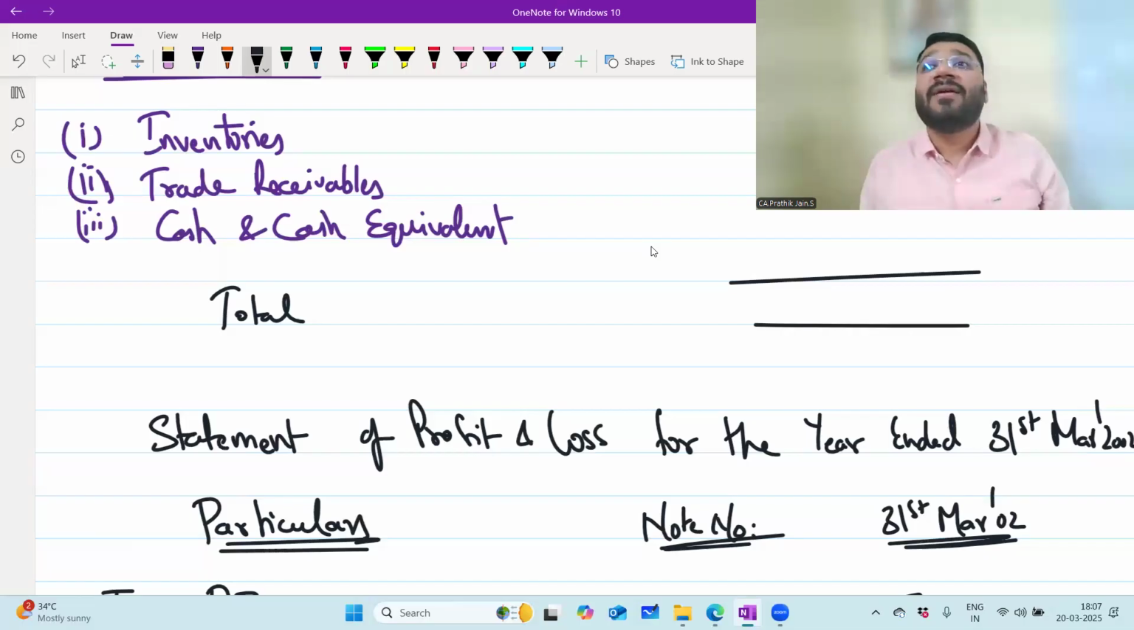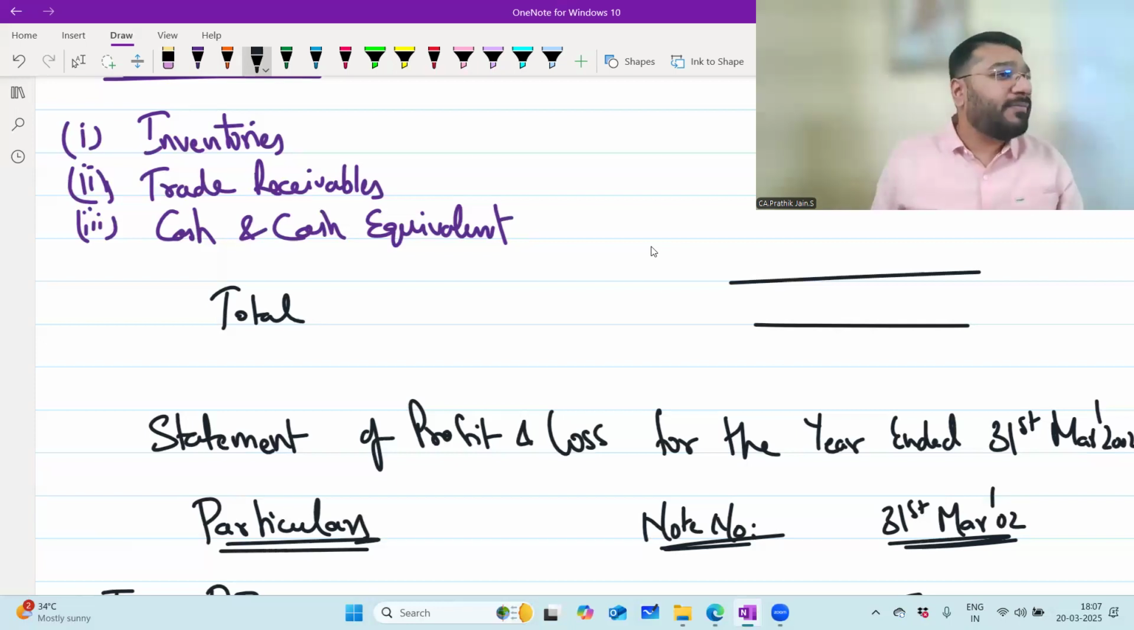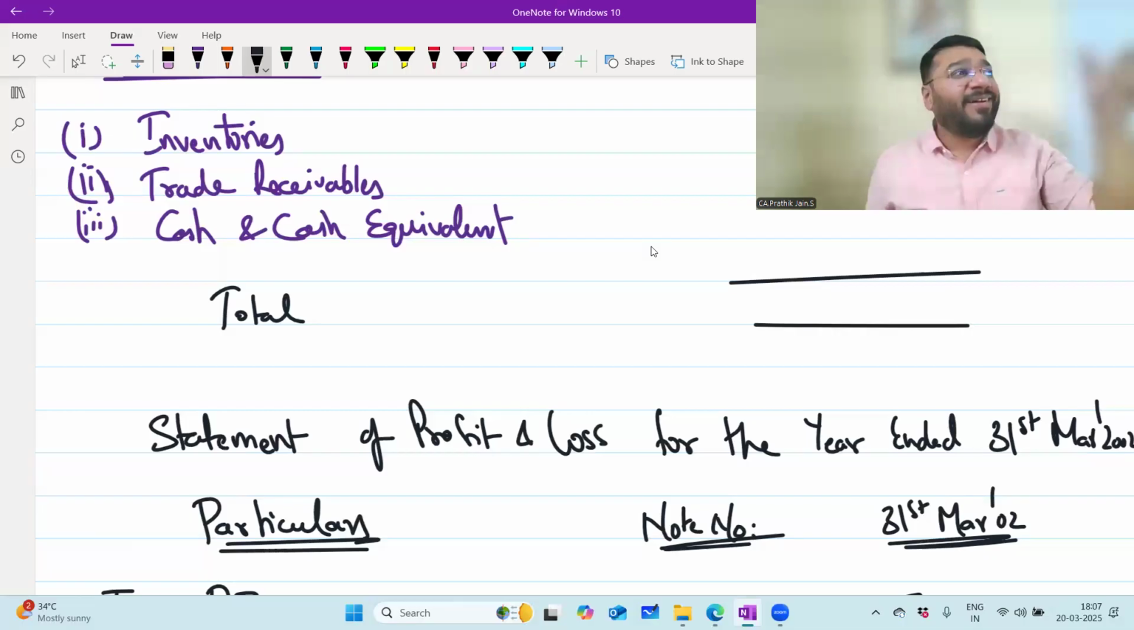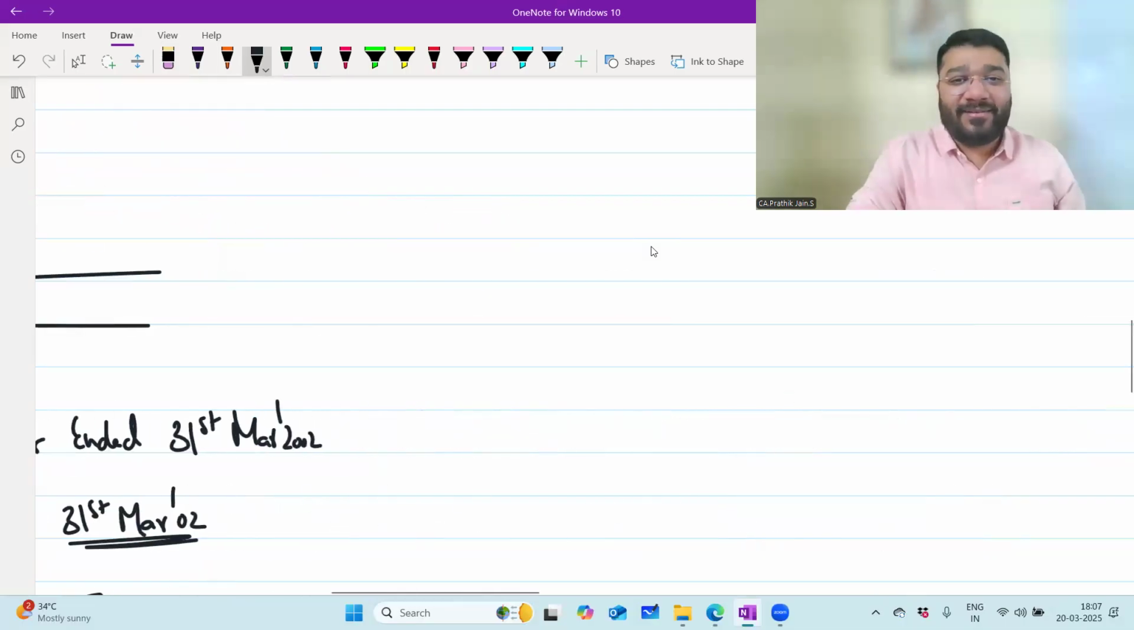What is note 3? Debentures. Only 2, 3 lines of disclosure. I know how much space to leave. What is note 4? PPE, half page is required. So approximately 2.5 to 3 pages can I leave? Yes, sir. I will leave 2.5 to 3 pages and start like that. Appreciate my brain, man.